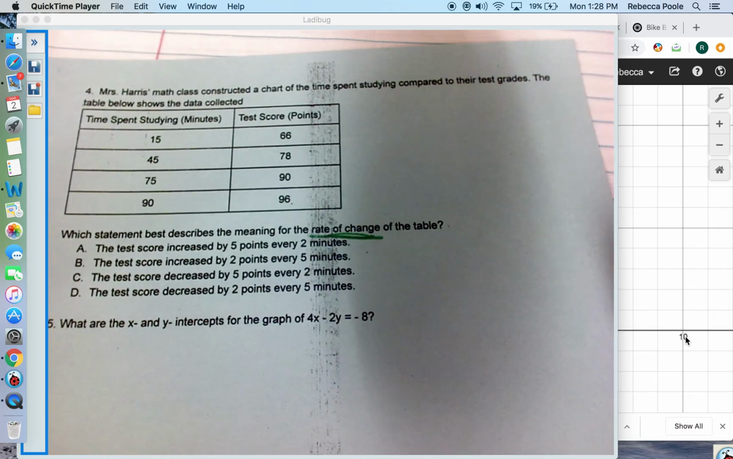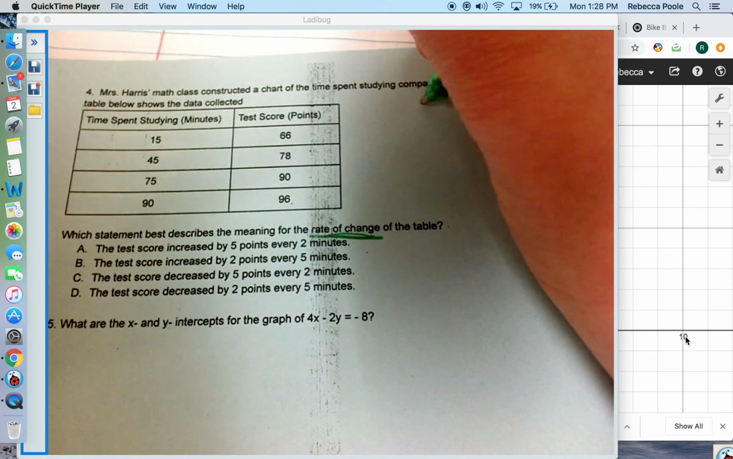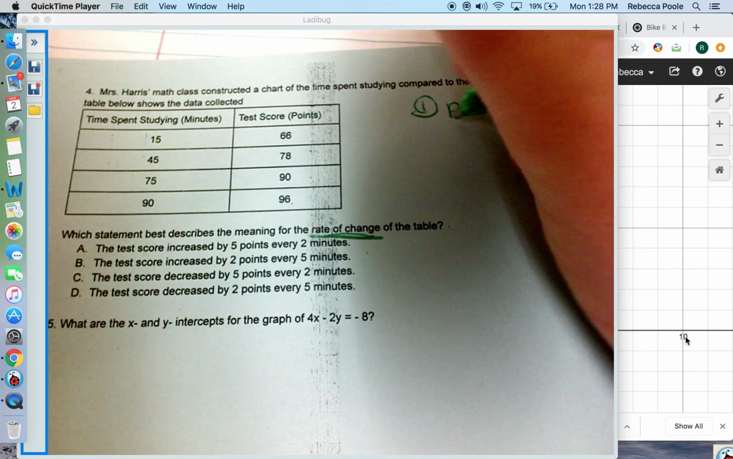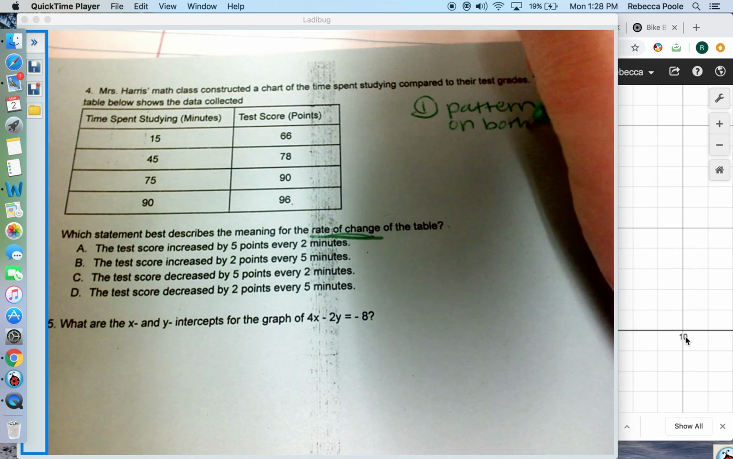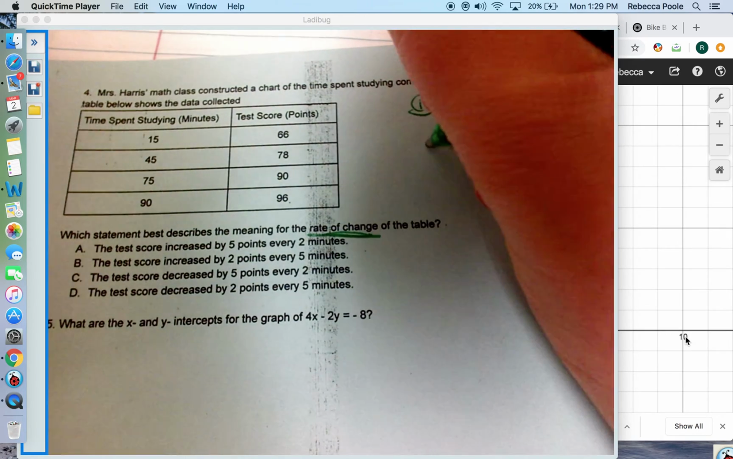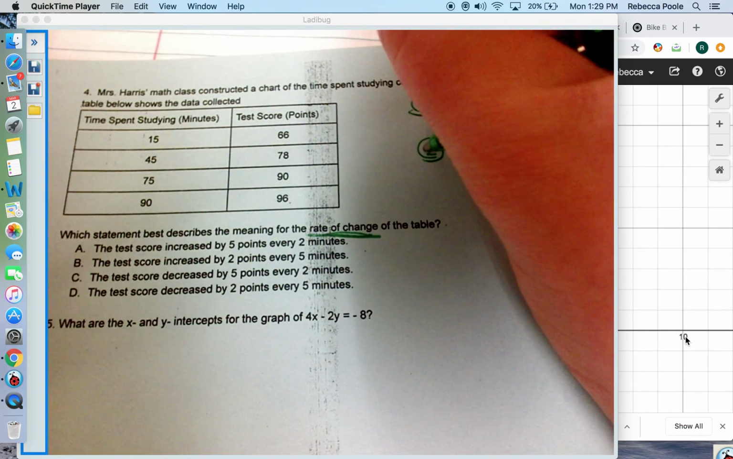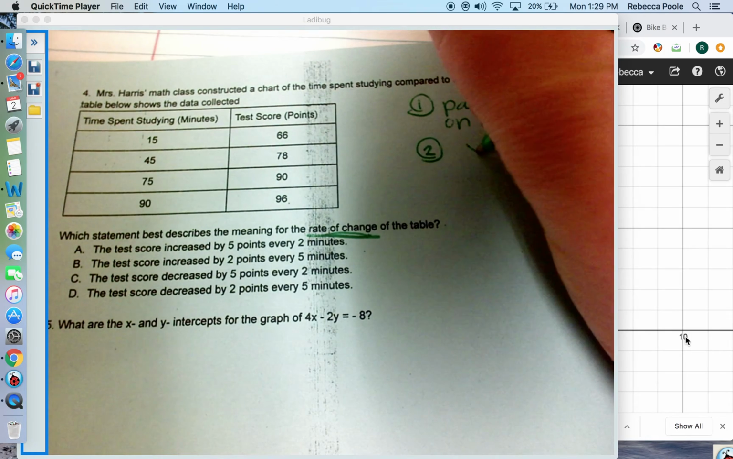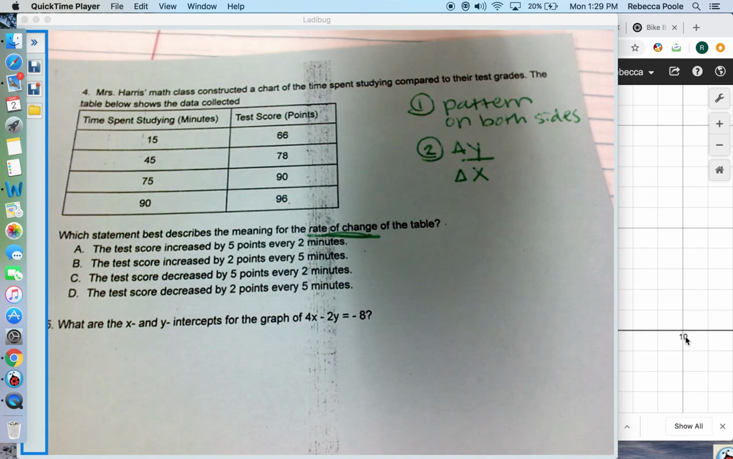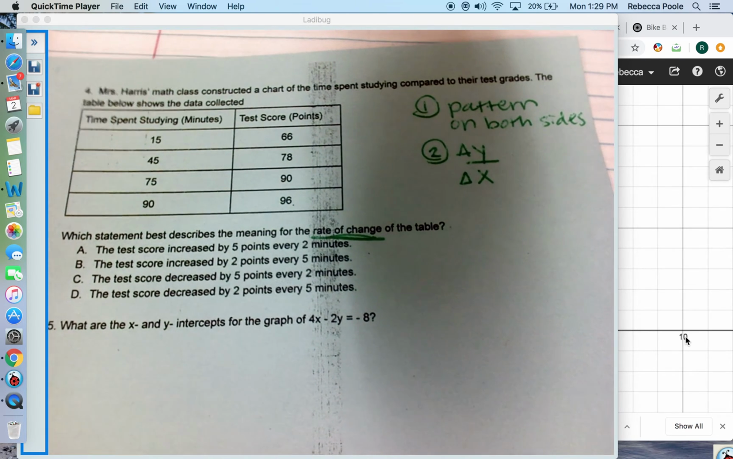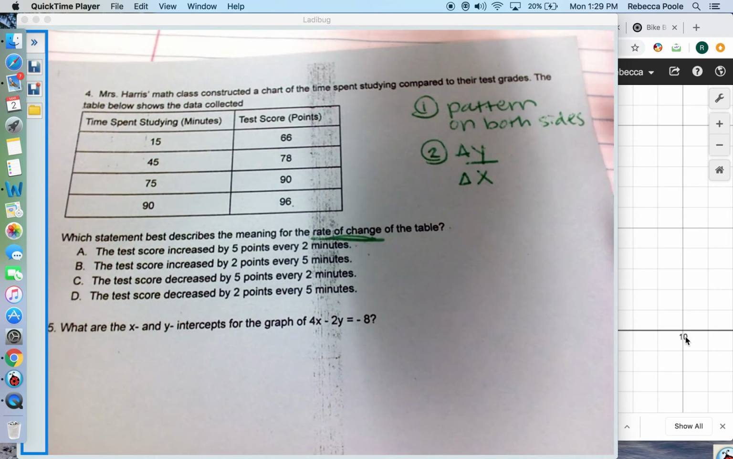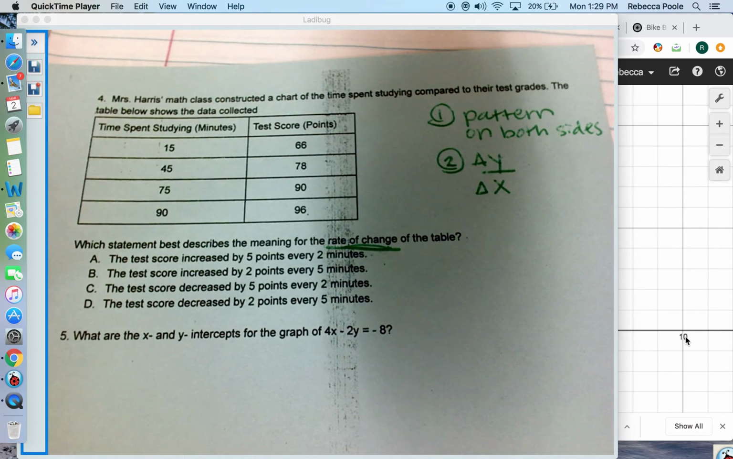So hopefully you remember to find rate of change from a table. First, we have to find the pattern on both sides. And once we find that pattern on both sides, then the second thing we're going to do is y over x, the change in y over the change in x, okay? Because our slope is our rise over run, and remember, slope is the same as rate of change. So I'm going to go find my pattern in this table.